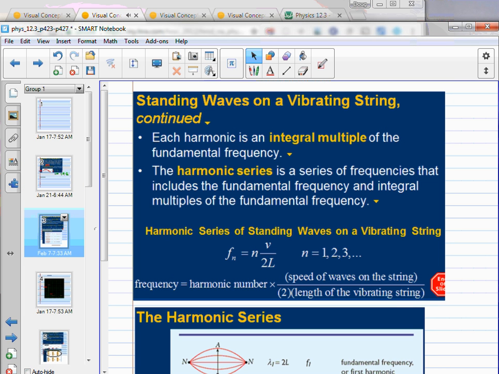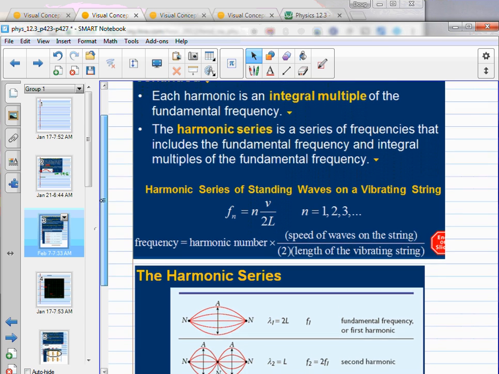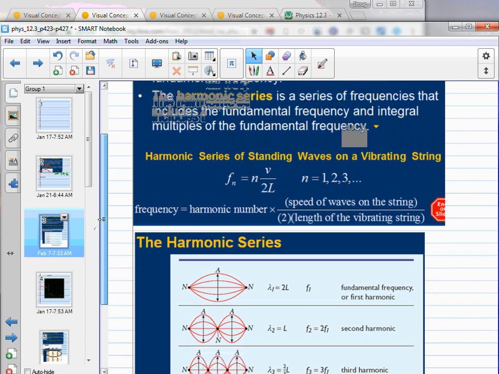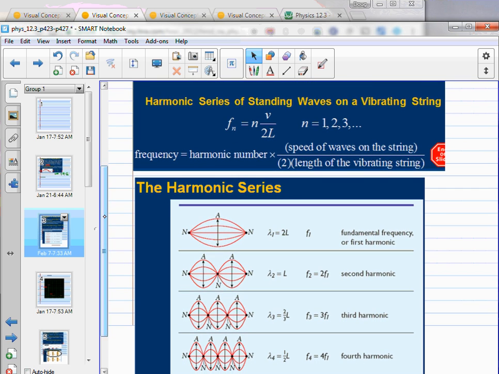So each harmonic is an integral multiple, or you could say an integer multiple, 1, 2, 3, of the fundamental frequency. So those things are called harmonics. A harmonic series is the series of frequencies that includes the fundamental frequency and all the integral multiples of that fundamental frequency.